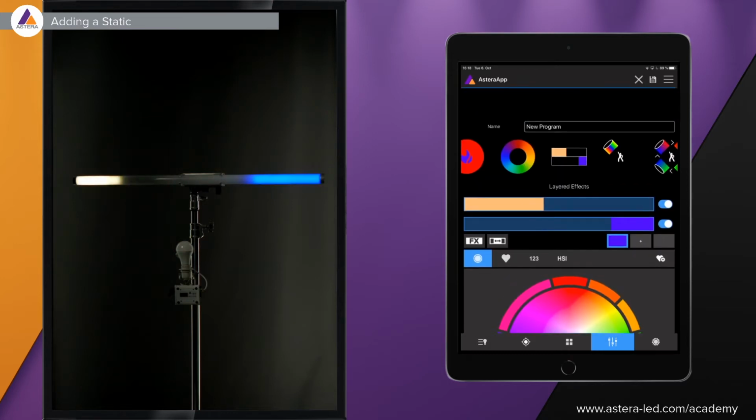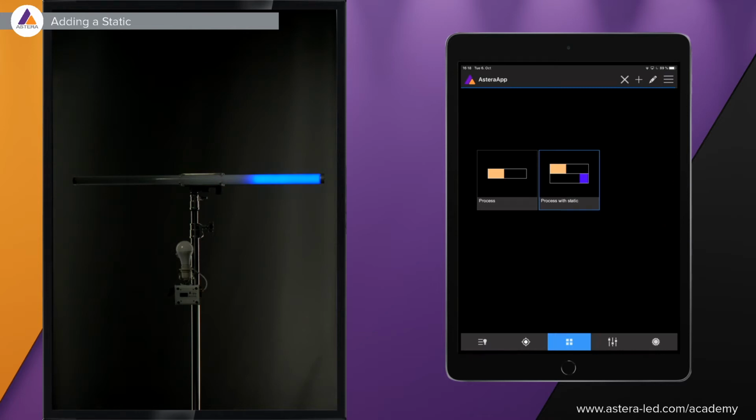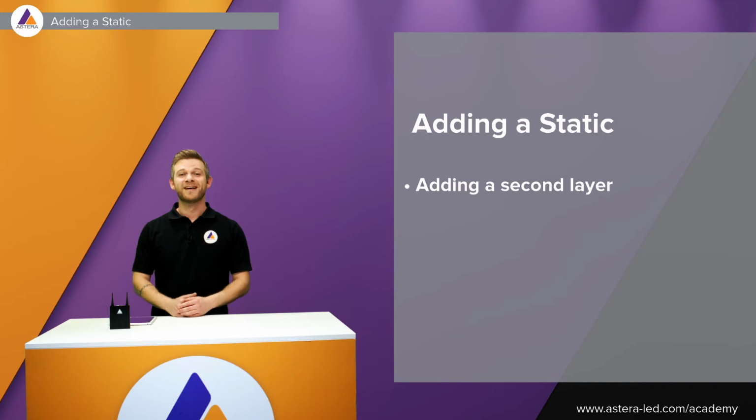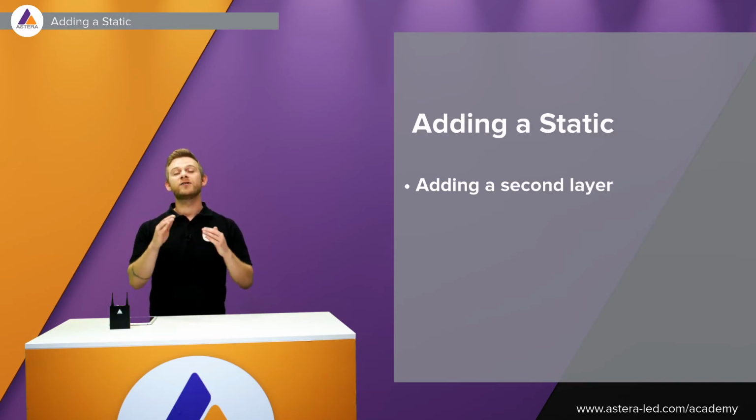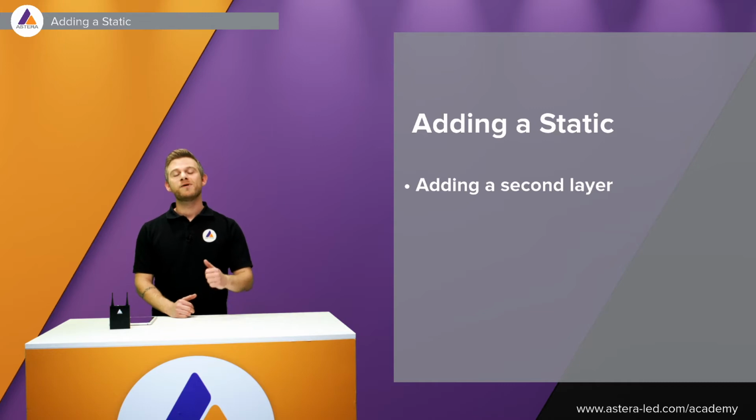After we have chosen the color, we can again go up to the top and rename this program. In this case, we could say process with static. Hit the save button and you will also see the actual effect in the tile picture itself. So in order to add a static, simply add a second layer and choose the color, the blue one, so we can simulate that someone is sitting with a mobile phone behind in the car.